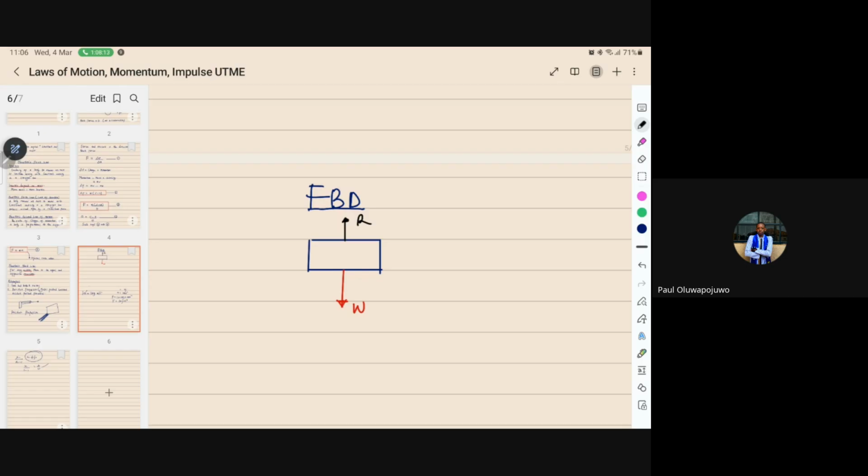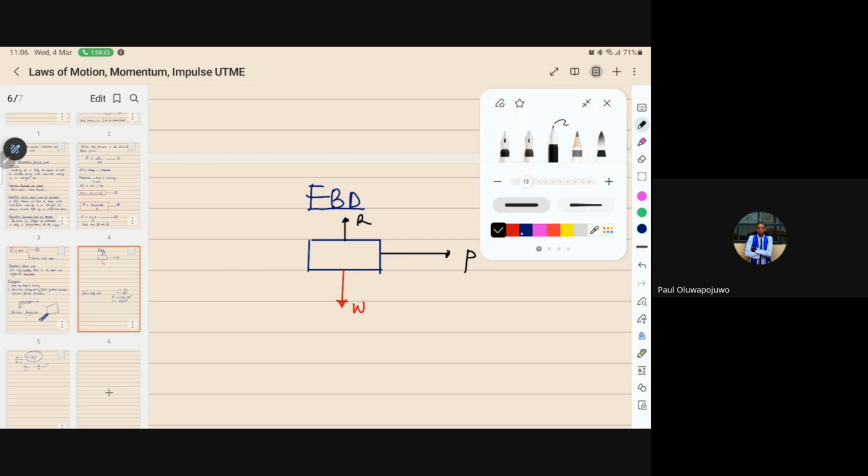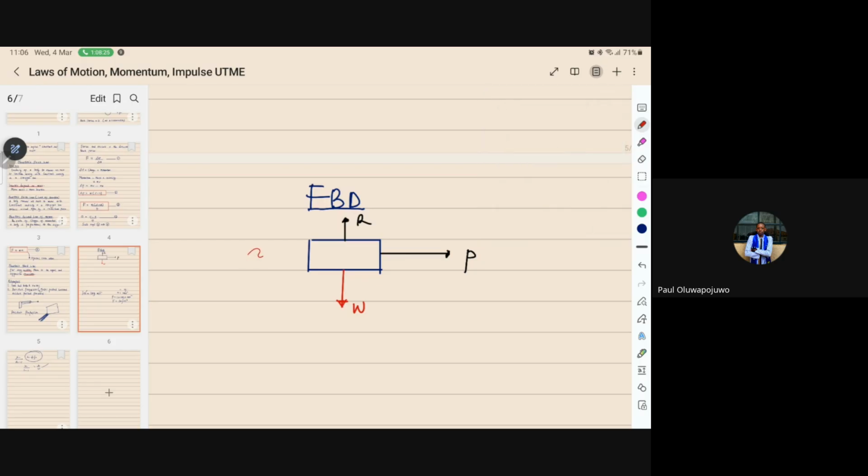Now, let's assume that we are trying to pull the object this way. Let's say we are pulling the object. That is a force pulling the object this way. That is your P. In response, the frictional force is going to be dragging it the other way around, preventing it from moving. Remember that FBD simply means free body diagram. So this will be your frictional force, F. So let's assume that this is the direction of motion.